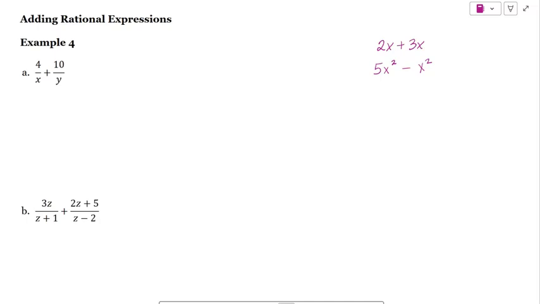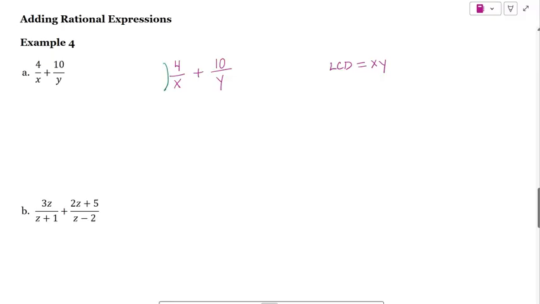Looking at these rational expressions, the denominators are not the same, so I don't have a way to combine them. So what I'm going to do is modify each of the fractions so that I can add them. My goal is to make the two denominators the same. I'm going to think about what the least common denominator is between the two existing fractions. One of them has an x in the denominator and one of them has a y in the denominator, so the least common denominator for these two is going to be x times y.